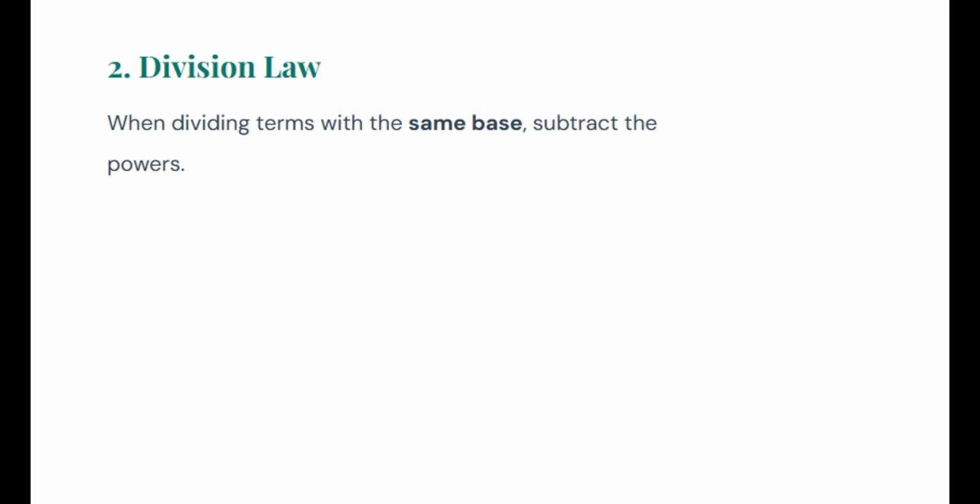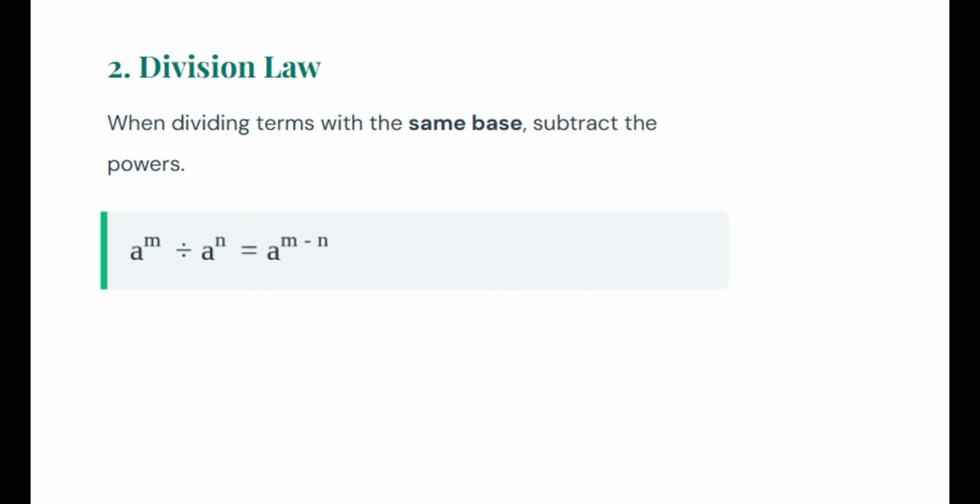The second law is the division law, which states that when dividing terms with the same base, subtract the powers. So if we have a to the power of m divided by a to the power of n, the result is a to the power of m minus n. Take note that the index of the base that is being divided is the one from which we subtract the index of the base that is dividing.